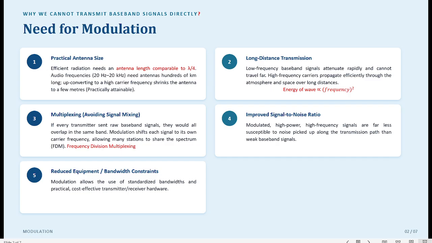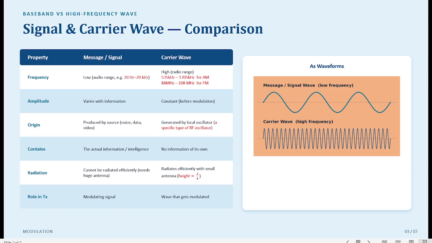To improve the signal to noise ratio, we first modulate the message signal and then transmit it to the communication channel. Finally, modulation lessens the requirement of equipment and allows standard bandwidths, which makes the transmitter and receiver hardware practical and cost effective.